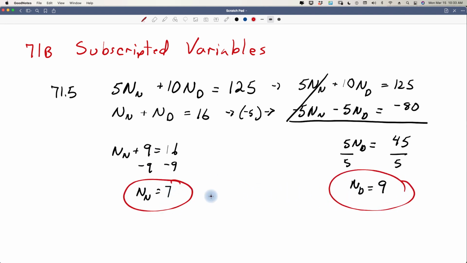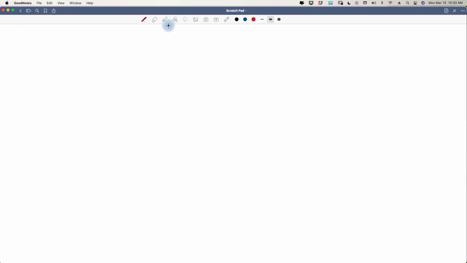And what this does is this allows you to solve using substitution or elimination for more than just x and y. Okay, it allows you to expand and possibly even do problems with 3 terms or 4 terms by giving you a wider variety to pull from. So let's move on and do 71.6. And with 71.6, we are going to use substitution instead of elimination to solve.